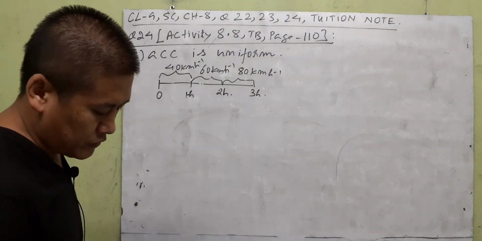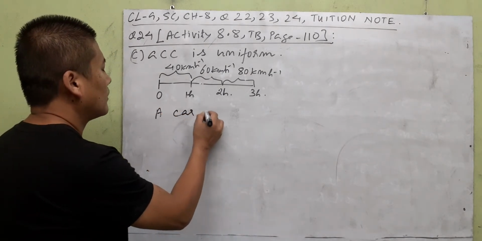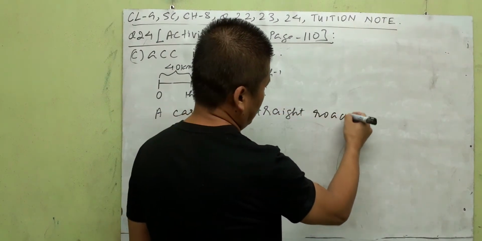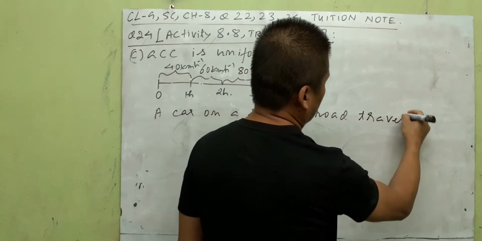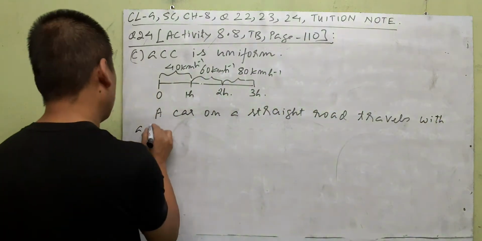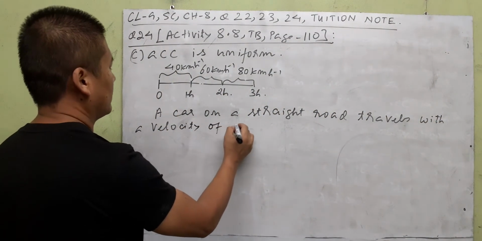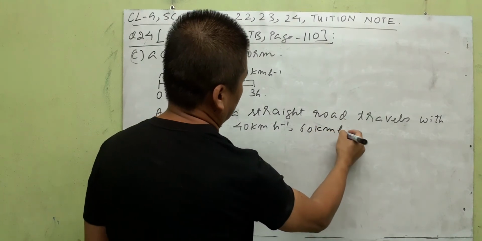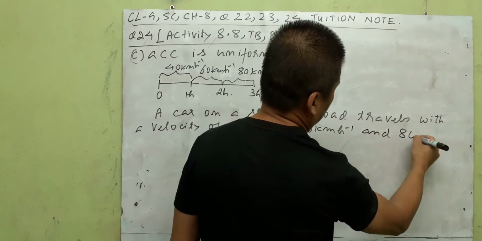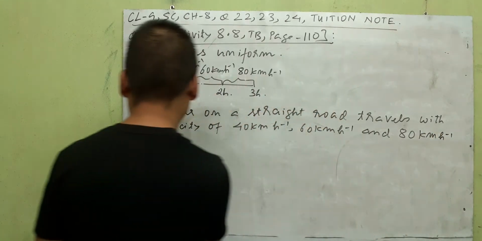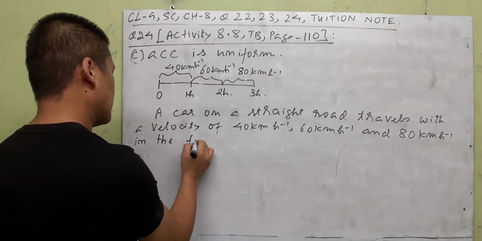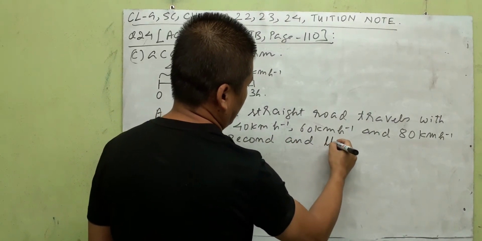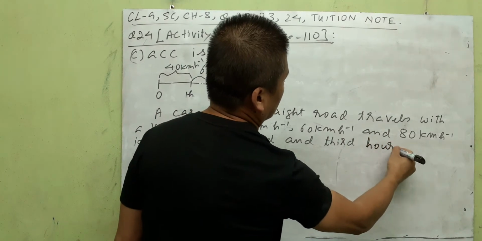So here, a car on a straight road, you can also write like that, travels with a velocity of 40 km per hour, 60 km per hour and 80 km per hour in the first, second and third hour respectively.